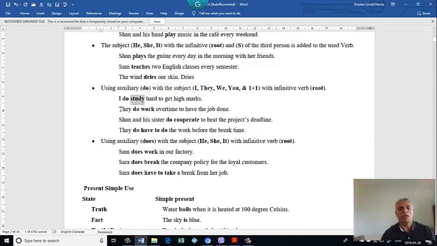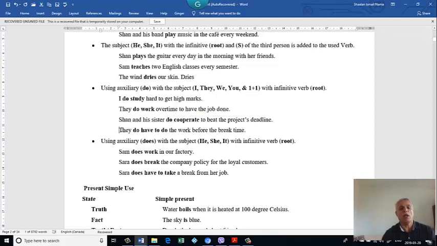Same thing here. They do work overtime to have the job done. Okay, if we look here, same thing, we have an extra auxiliary verb, then we have the main verb here. If we look to the sentence, Shan and his sister, this is one subject working as a plural because it consists of two people. Then do, that's my auxiliary verb, then the main verb cooperate, to meet the project's deadline.